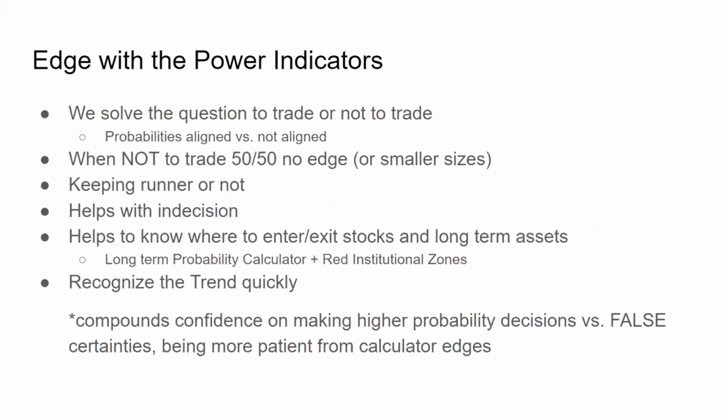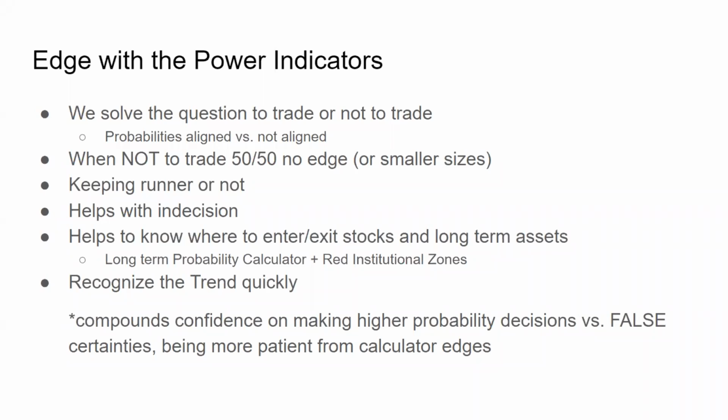So the edge you get with the power indicators, we solve the question to trade or not to trade. Are the probabilities aligned versus are the probabilities not aligned? When not to trade, when that's only a 50-50 probability and you have no edge, either don't trade, or if you're going to trade, trade with smaller sizes in those scenarios. Power indicators are going to help you decide whether to keep a runner or not. They help with indecision. They help to know where to enter and exit stocks and long-term assets using the long-term probability calculator and the red institutional zones.